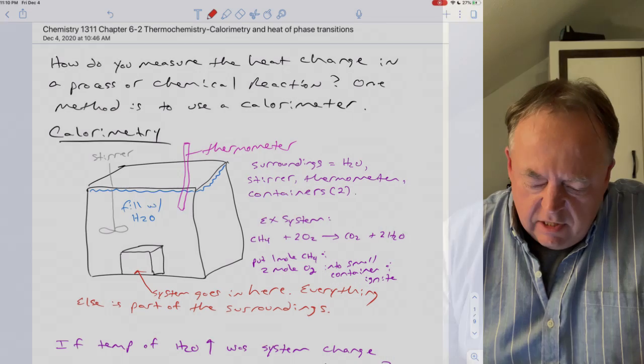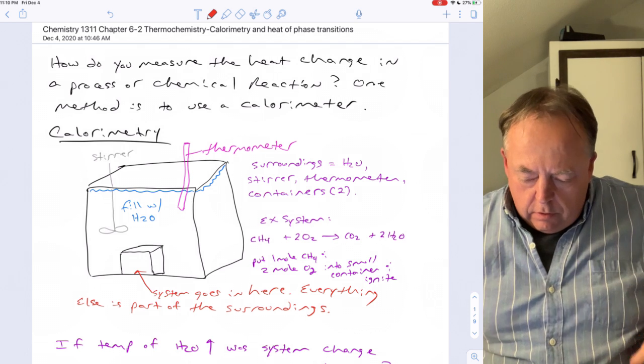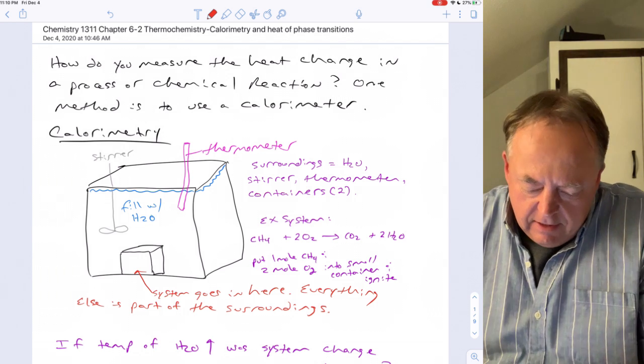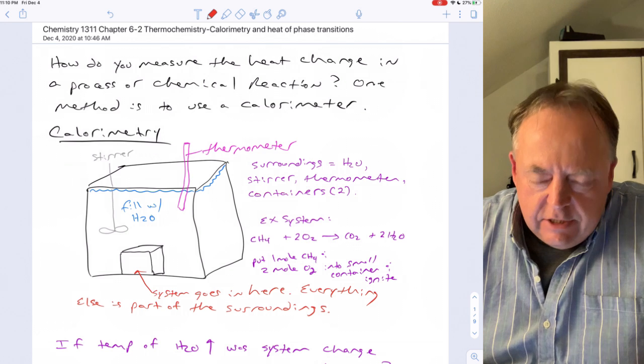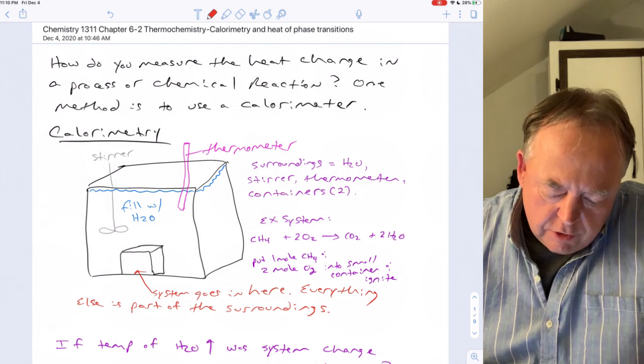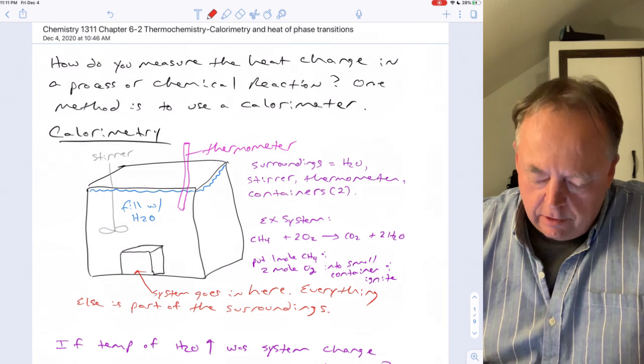Okay, so this will be the second lecture out of chapter 6. In this lecture, one thing we'll talk about is calorimetry. So how do you measure heat changes in a process or a chemical reaction? One method to do that is to use an instrument known as a calorimeter.